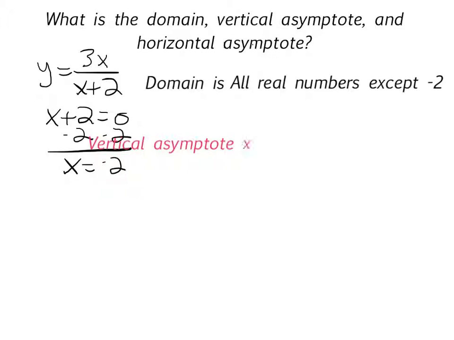So the vertical asymptote on this particular one would be x equals negative 2.